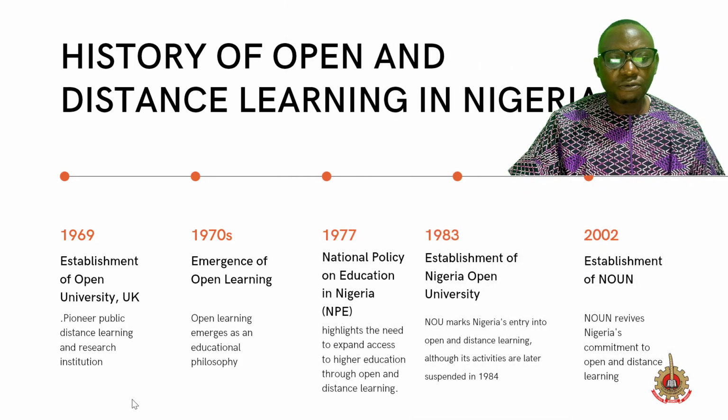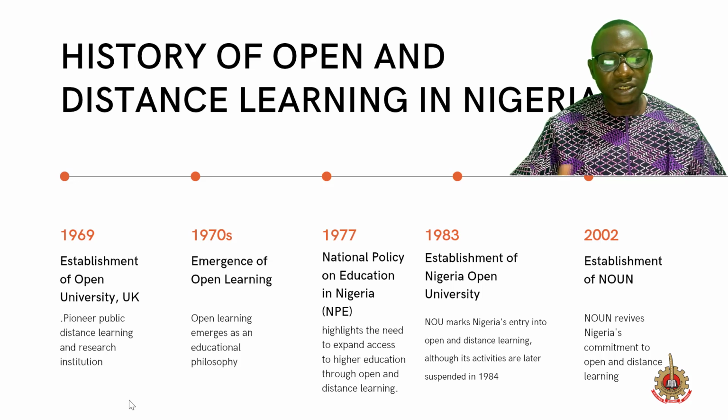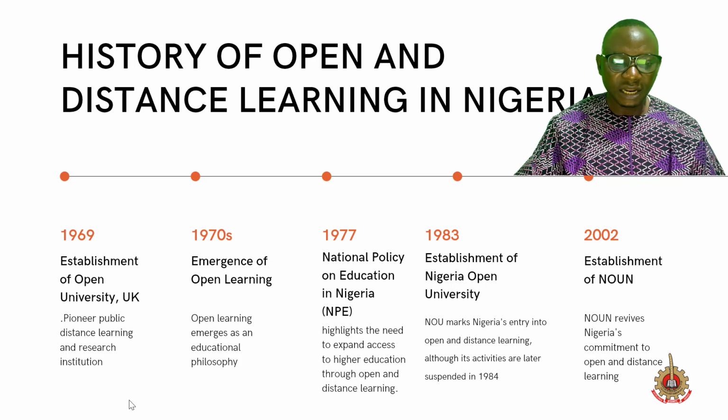Now the first open university was established in the UK in the year 1969, and this is a pioneer public distance learning and research institution. You see, when you are talking about an institution, an institution must be able to conduct research alongside teaching responsibility. So the first university that was able to perform teaching responsibility and conduct research was Open University in the UK, and it was established in 1969.